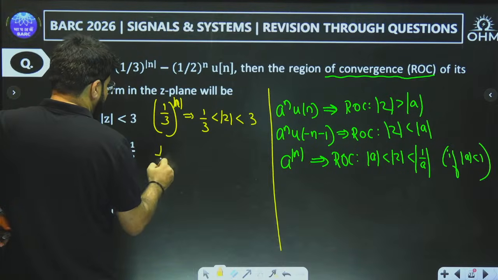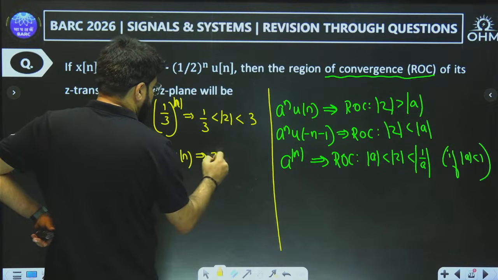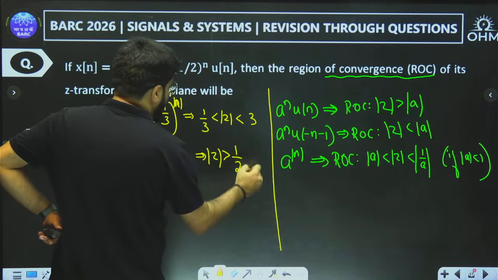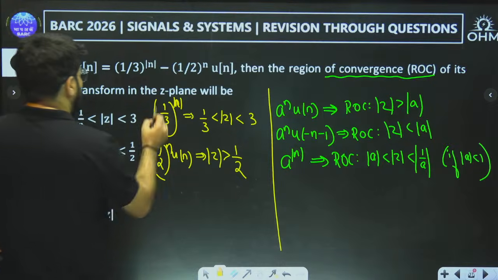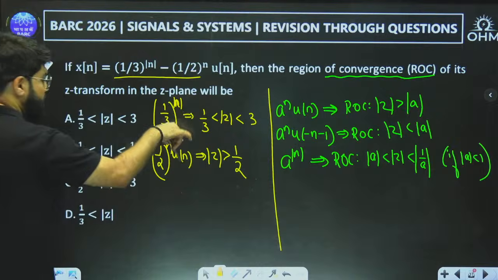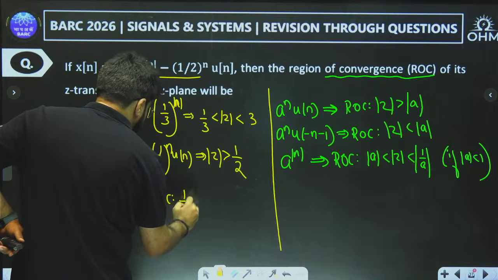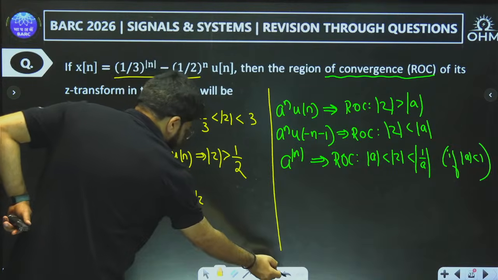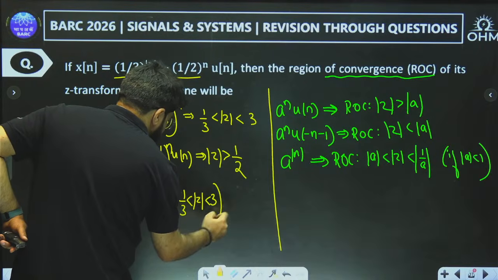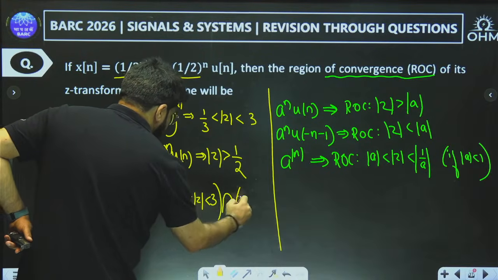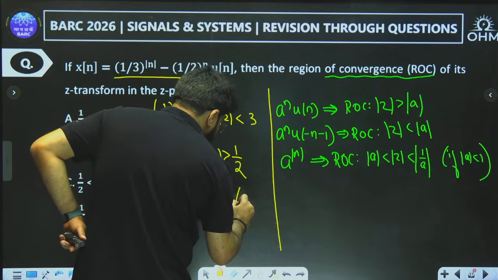Okay, then (1/2)^n u[n]. The ROC will be right sided, that is |z| greater than 1/2, since |z| is greater than |a|. Now when two signals are taken together, the ROC has to be the intersection. The net ROC has to be the intersection. Common ROC you have to take, you have to satisfy both. That means you have to go in the common portion only.